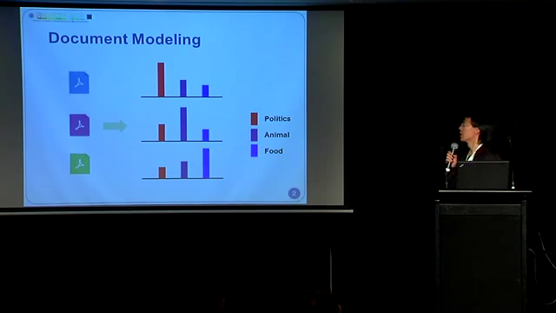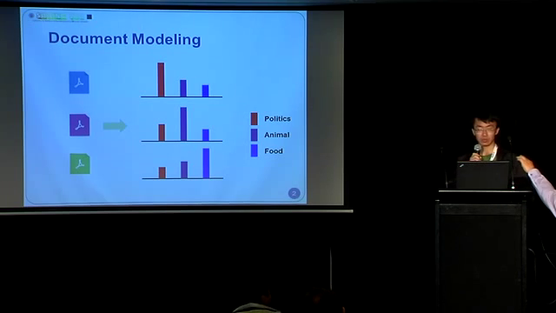Document modeling aims to discover the latent semantics and topics, such as politics and food, from the document collection and represent the documents in this latent space.